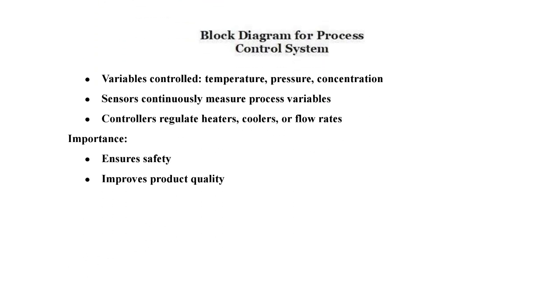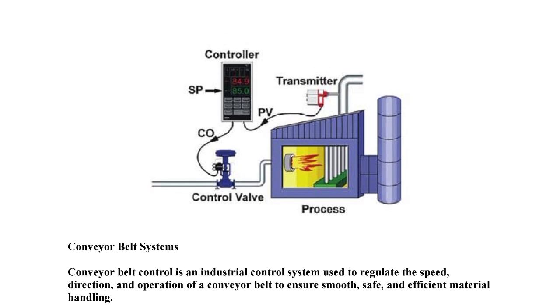Here the controlled variable you may take as temperature, pressure or any concentration parameter. The sensors continuously measure the process variable and the controller regulates heaters, coolers and flow rate. What is the importance of industrial process control? We can ensure safety and improve product quality. Now see here the real image of this industrial process controller. Based on the desired value, the valve will be closed automatically.